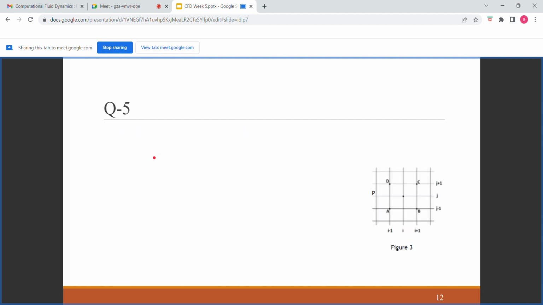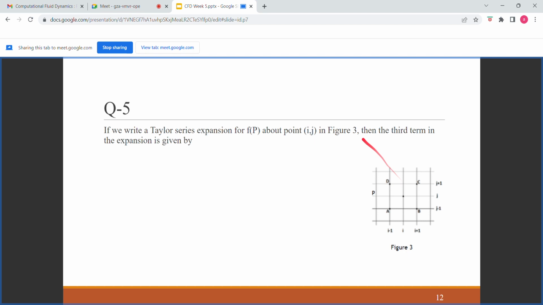Now we'll move on to question 5. In question 5, a similar grid is given, that is figure 3. We'll see the question. What is asked in this question? If we write the Taylor series expansion for f of P about point i comma j in figure 3, then the third term in the expansion is given by what?